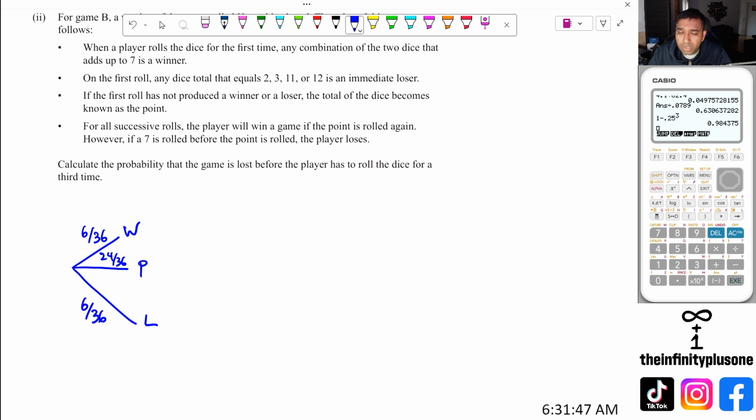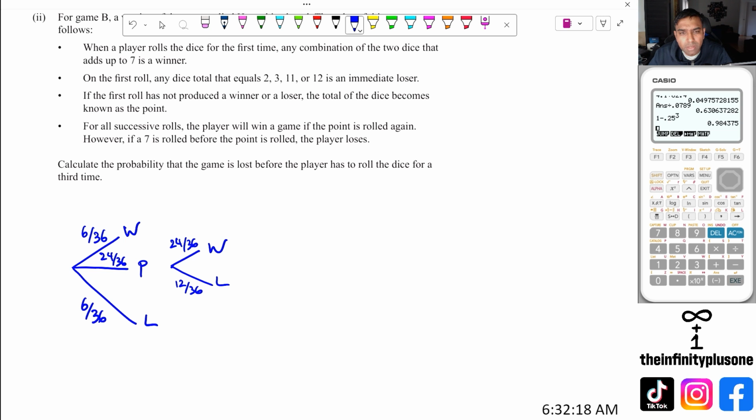What? I could be completely wrong in understanding this, but I feel like from here, for all successive rolls, the player will win a game if a point is rolled again, so that's going to be 24 out of 36. However, if a 7 is rolled before the point is rolled, the player loses. So that's going to be 12 out of 36. Because they also lose if they get... No, hang on. I think this is what it is.